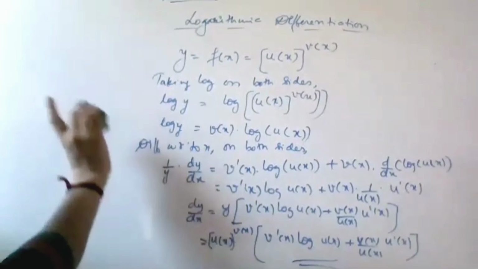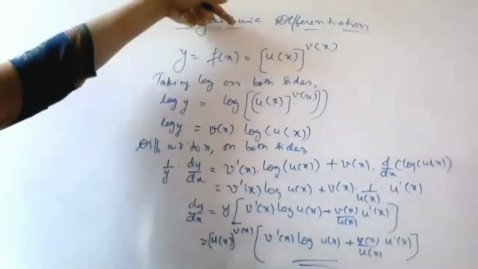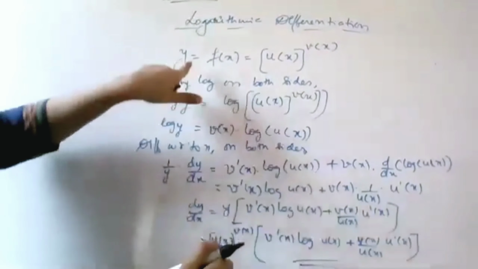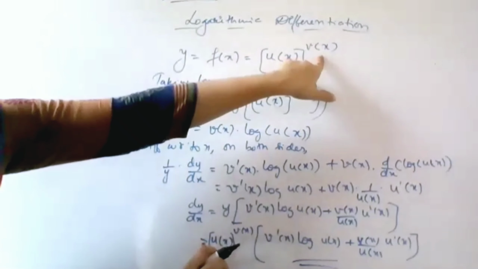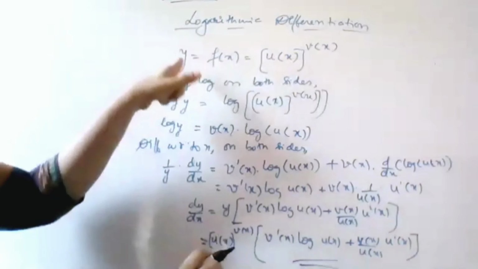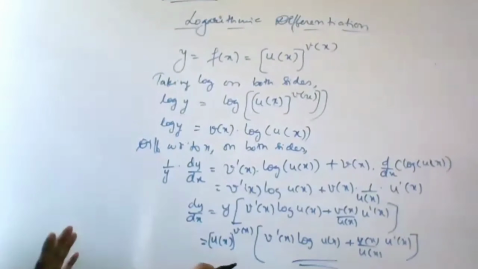Understood? They may not explicitly say that you have to use logarithmic differentiation in the question. But if you have a term like one function to the power of another function of x, then you have to use logarithmic differentiation. That will be easy.